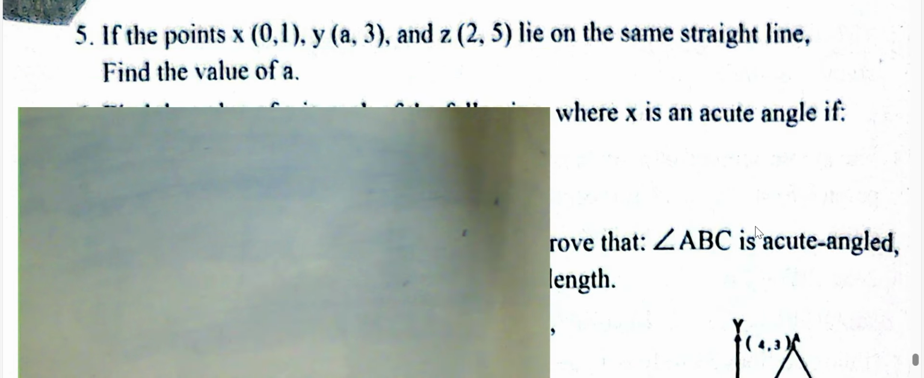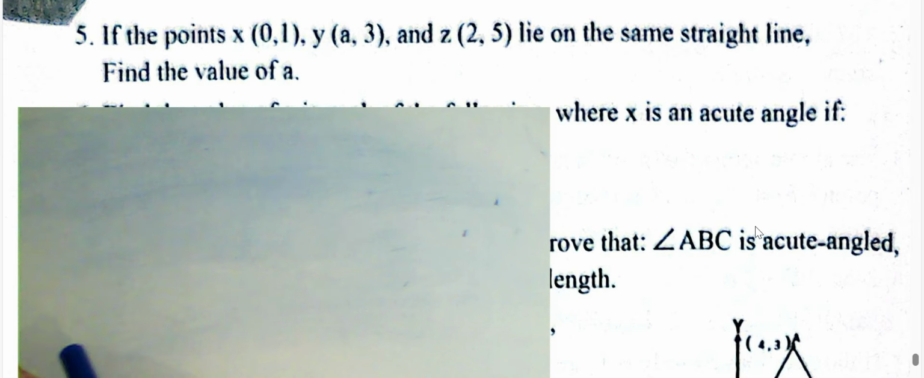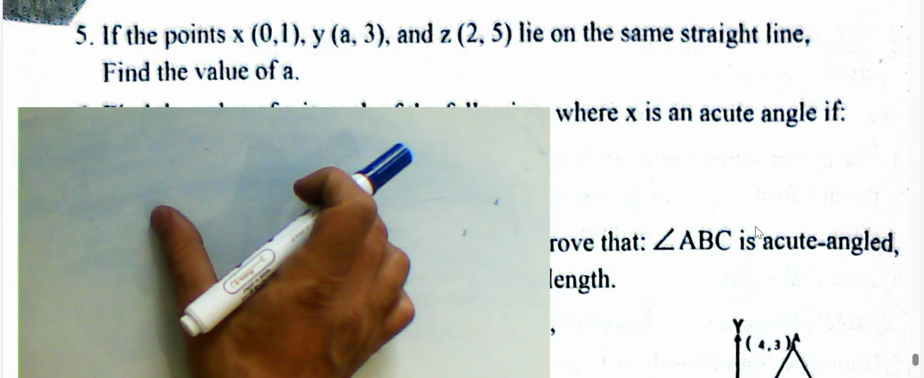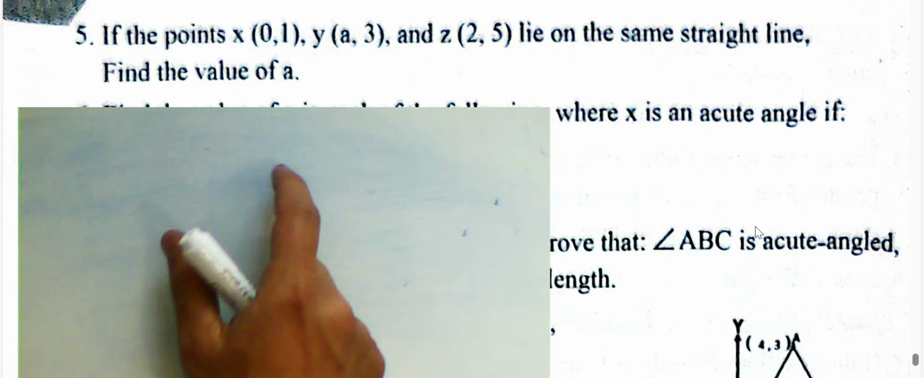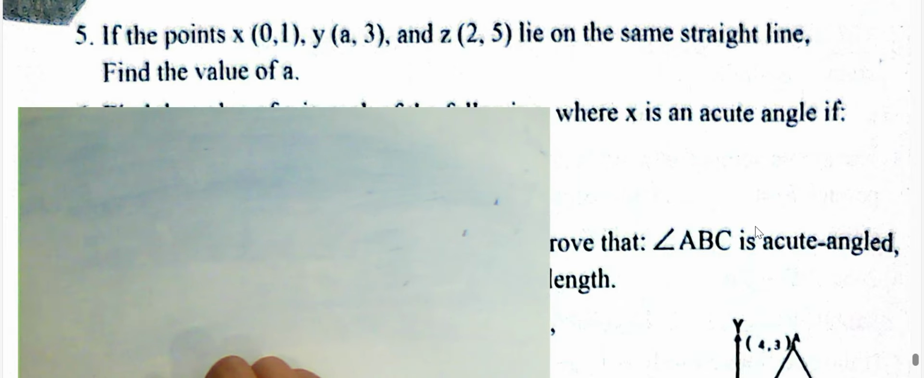The points x, y, and z lie on the same straight line, find the value of a. We can find the value of a by writing slope of xy equal slope of yz, or you can find the length distance between x and z, and also x and y and y and z, and if you prove the longer side is equivalent to the sum of the smaller sides, then the 3 points lie on the same straight line. You can use this rule, but the easy method here is to use the slope.